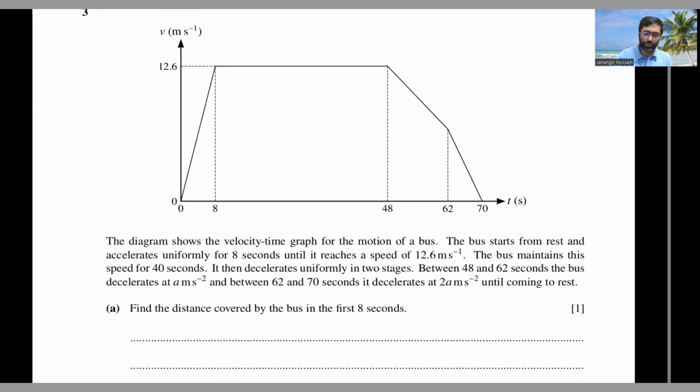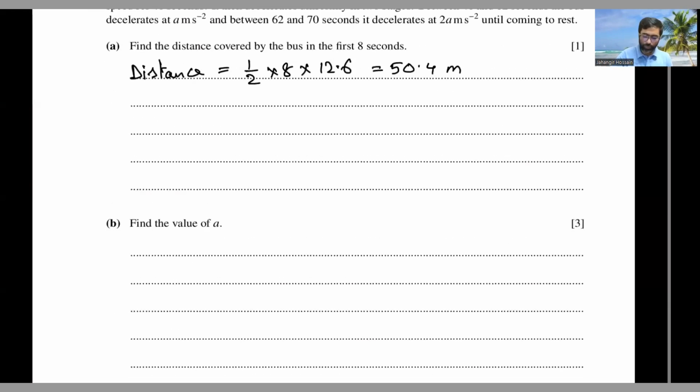In part A, we need to find the distance traveled in the first 8 seconds, and this distance is equal to this area. Remember, thanks to this velocity-time graph, the displacement or distance will be the area under the graph. The distance traveled in the first 8 seconds is the area of the triangle, which is half into base into height, 12.6, which is equal to 50.4 meters. Then in the next part, you have to find the value of a.